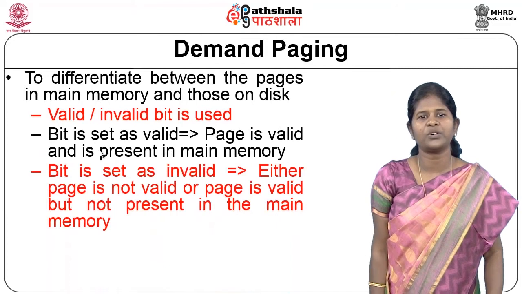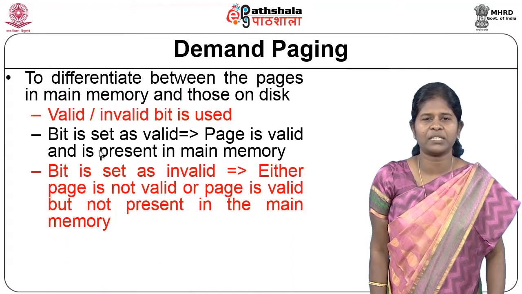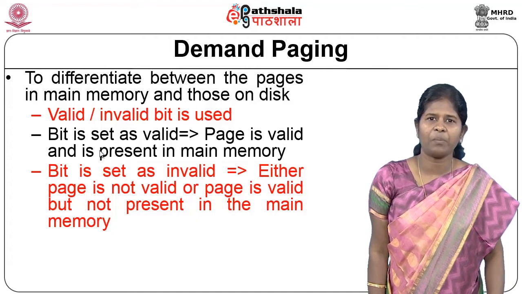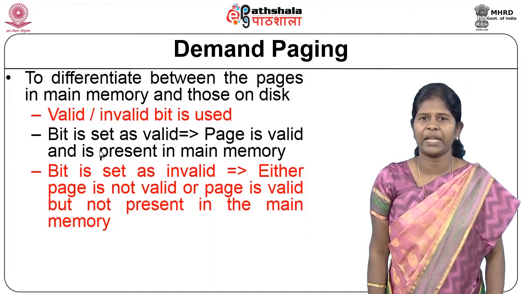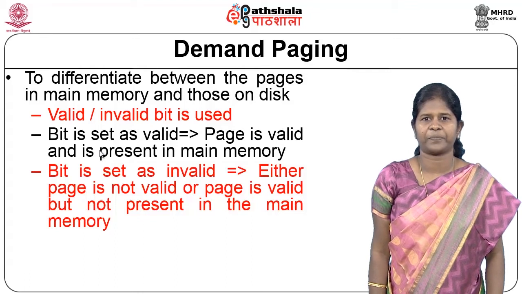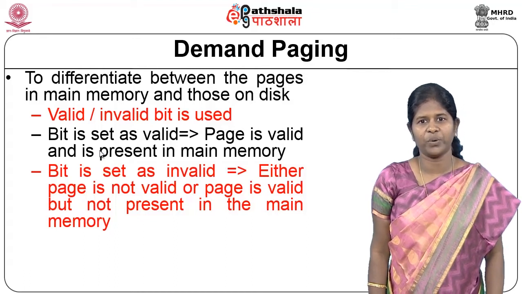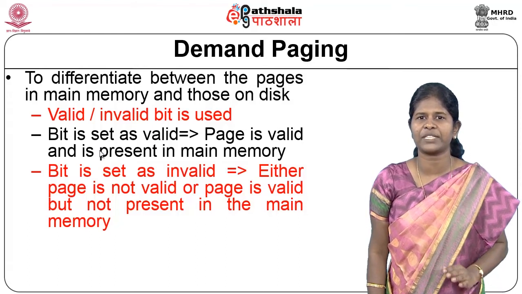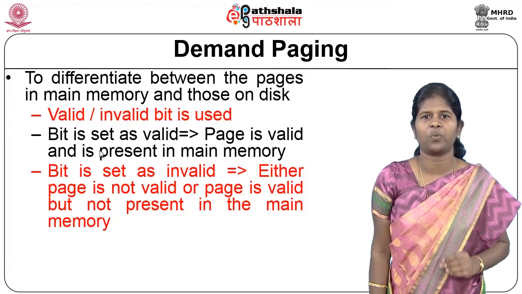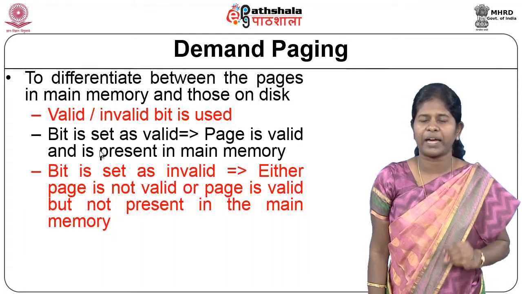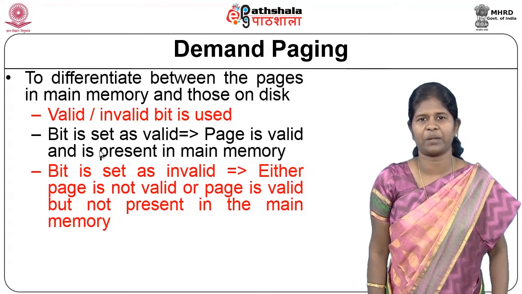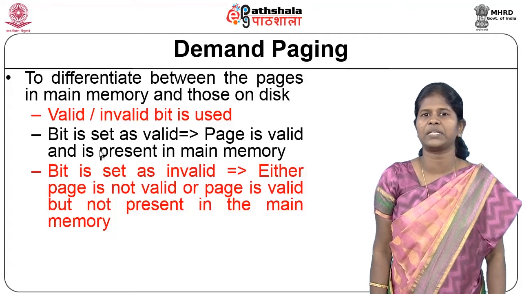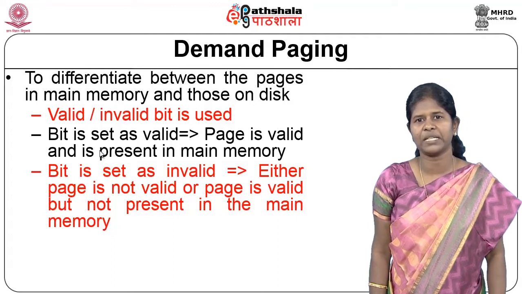Now, to differentiate between the pages which are in the main memory and those on the disk, some additional mechanism is added to the page table. As I told you, in demand paging, you do not have all the pages kept in the physical memory at the same time. Only the pages which are currently needed are brought into the physical memory. So, how do we identify this? How do we know which page is in the main memory and which is in the backing store?